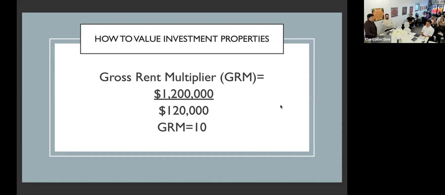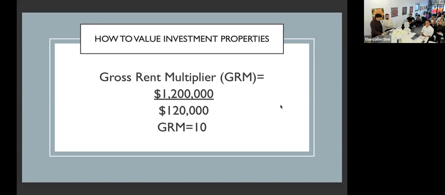Like I said, if you're in the city of West Hollywood, a GRM average is 17. In Kansas, the average GRM is 8. So what does that mean? It means this is overpriced in a place like Kansas. That's why it's important to know what your GRMs are in your area, that way you know if you're buying correctly or not.